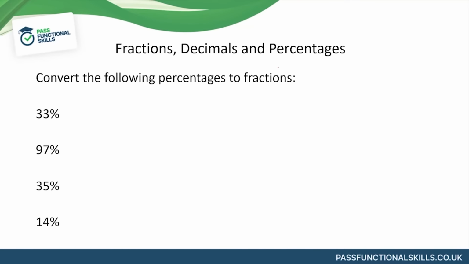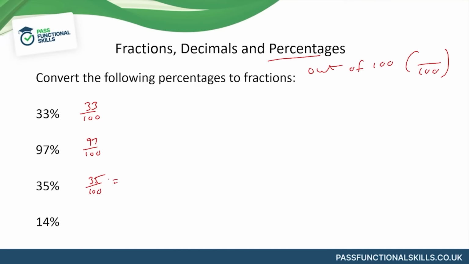So converting percentages to fractions, we just need to remember that the word percent means out of 100. So a percentage is a fraction out of 100. So 33% is 33 over 100. This fraction cannot be simplified. 97%, 97 out of 100. This fraction also can't be simplified. 35%, well, that is 35 out of 100.